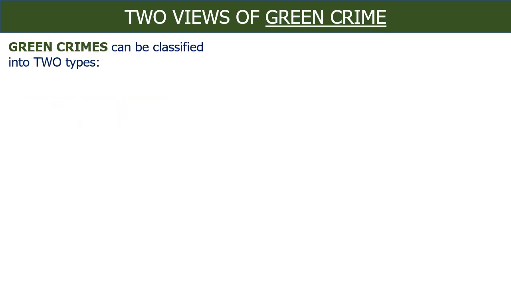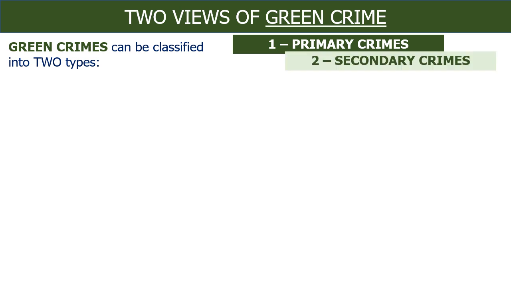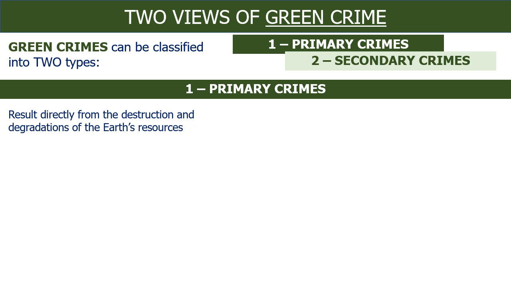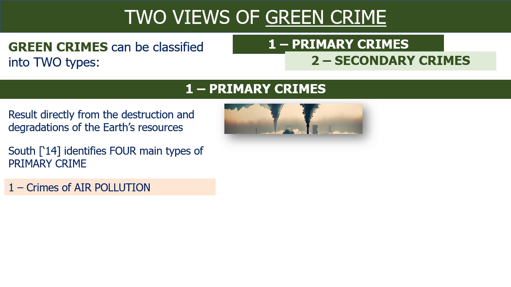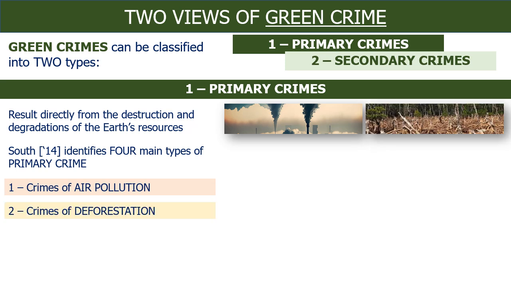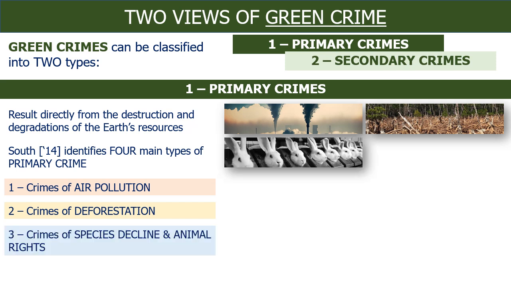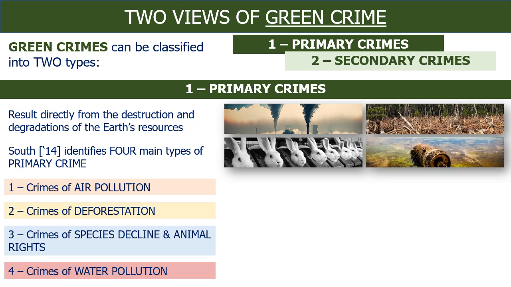Now, green crime itself can be defined into two different types. There are primary crimes and secondary crimes. So let's look at these one by one. Primary crimes are those that result directly from the destruction and degradation of the Earth's resources. South in 2014 identified four main types of primary green crimes. One, crimes of air pollution. Two, crimes of deforestation. Three, crimes of species decline and also animal rights. And four, crimes of water pollution.